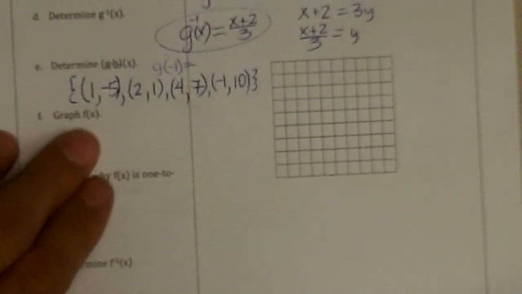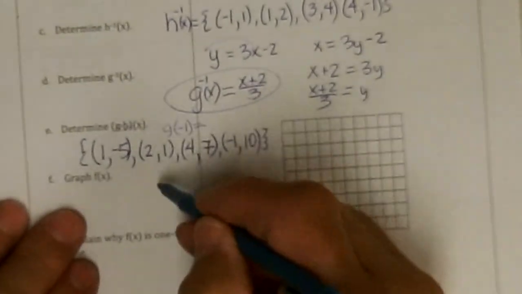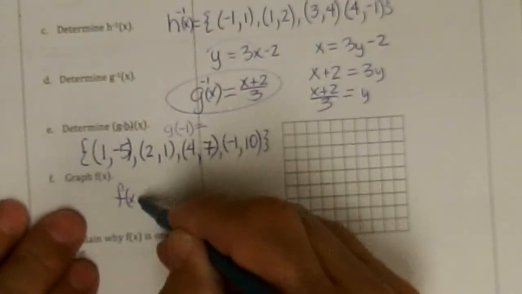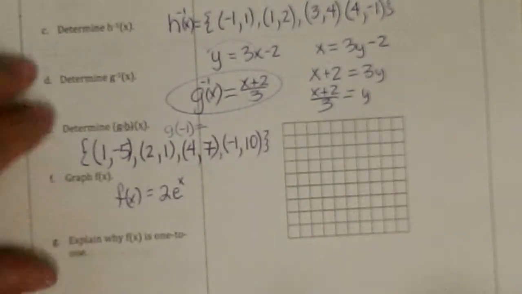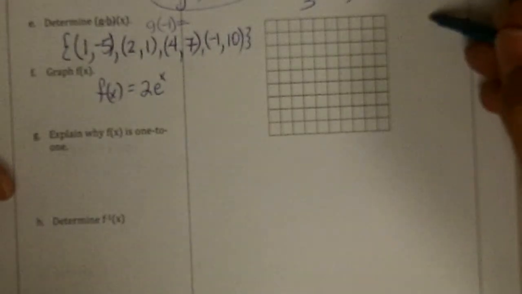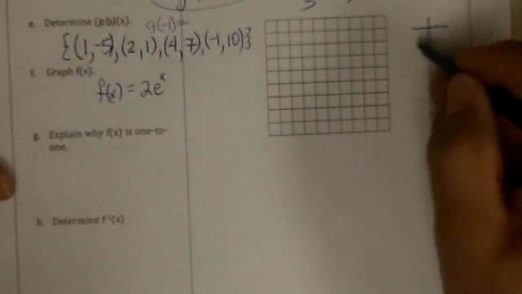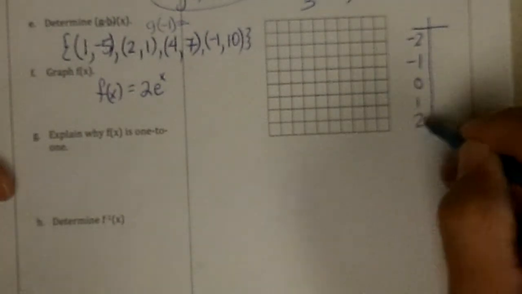It says graph f of x. Well, again, I'll put it down here so you can see it. f of x was 2e to the x. So if I make a little bit of a table, and I'll do that over here, I'll put in minus 2, minus 1, 0, 1, 2.